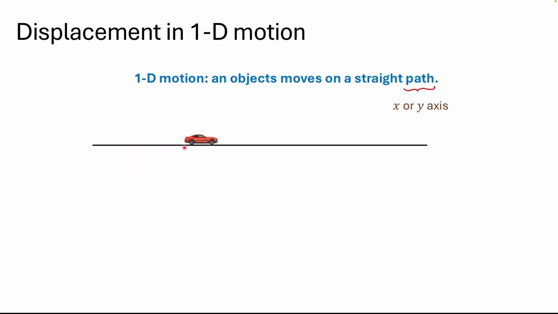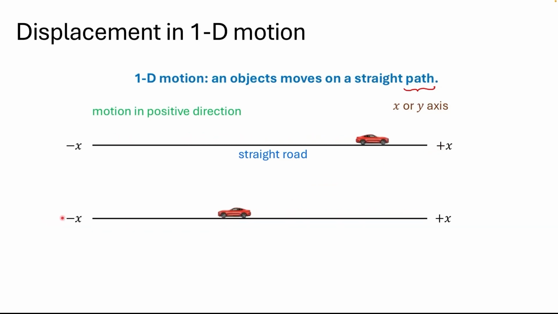This car is moving on a straight road, so it is in one-dimensional motion. I take the path as the x-axis. This side is positive x and this side negative x. So the car is moving in the positive direction. And this car is moving in the negative direction.